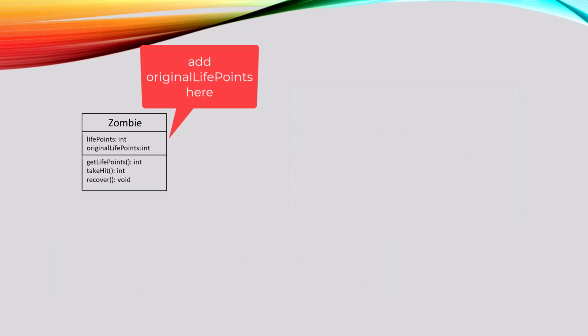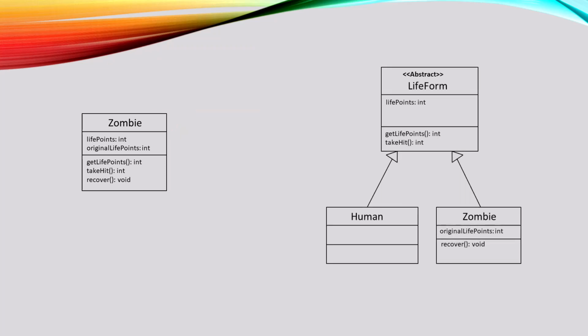After you get that working, we realize that we want to make a human class, and it shares the life points functionality, the life points instance variable, its getter, and the take hit method. But humans cannot recover, so they don't need original life points or the recover method. So we're going to refactor the code to put the common stuff in a life form class and leave the zombie specific stuff to zombie. Then we're going to make a zombie and a new human class inherit from life form.